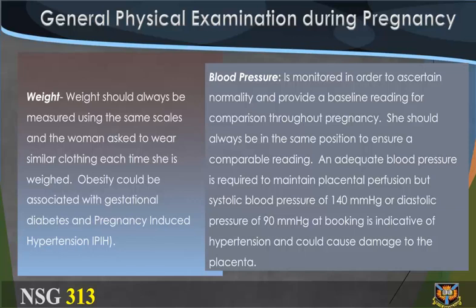Blood pressure. Blood pressure is monitored in order to ascertain normality and provide a baseline reading for comparison throughout pregnancy. She should always be in the same position to ensure a comparable reading. An adequate blood pressure is required to maintain placental perfusion, but a systolic blood pressure of 140 mmHg or diastolic pressure of 90 mmHg at booking is indicative of hypertension and could cause damage to the placenta.